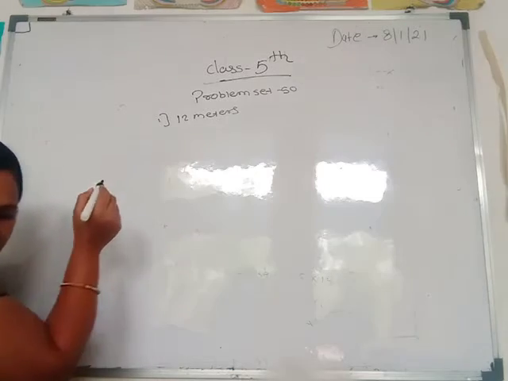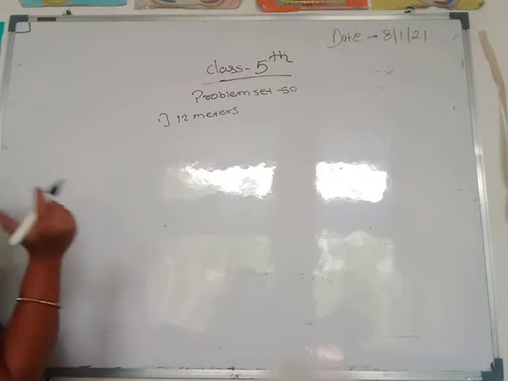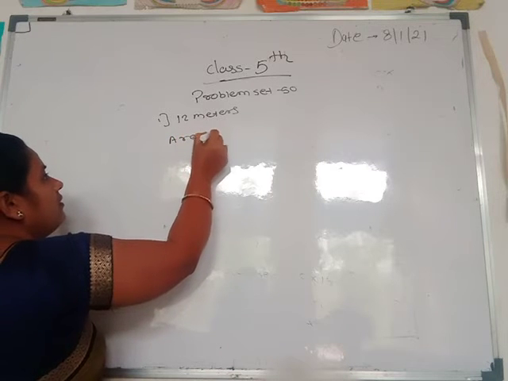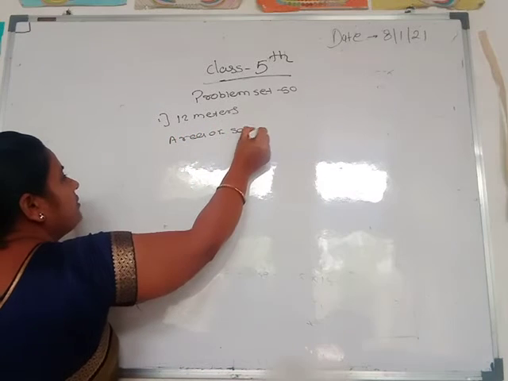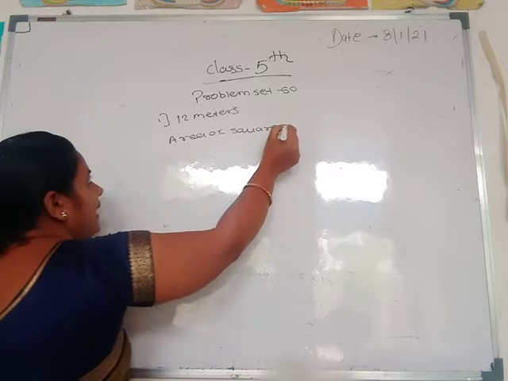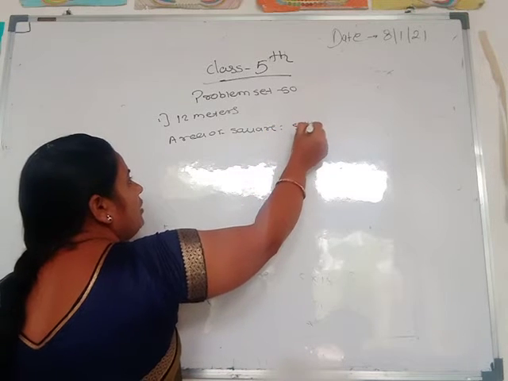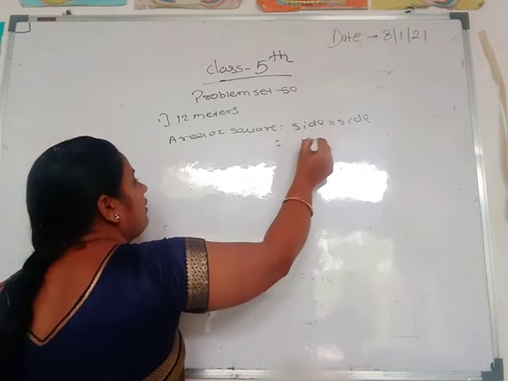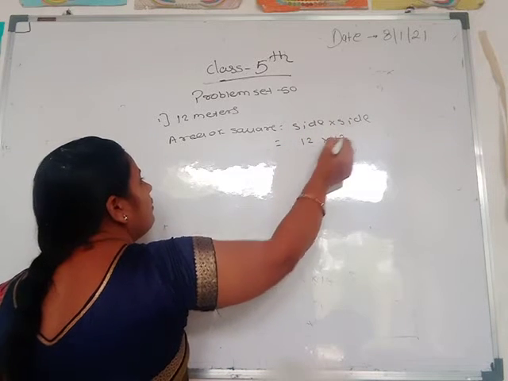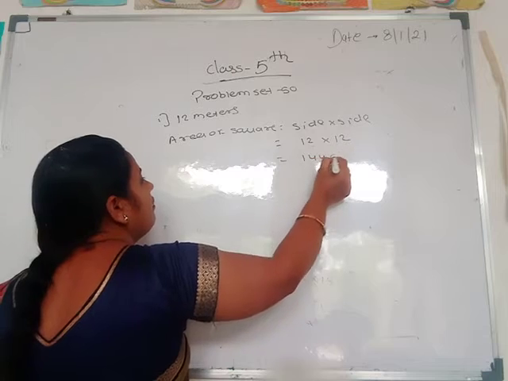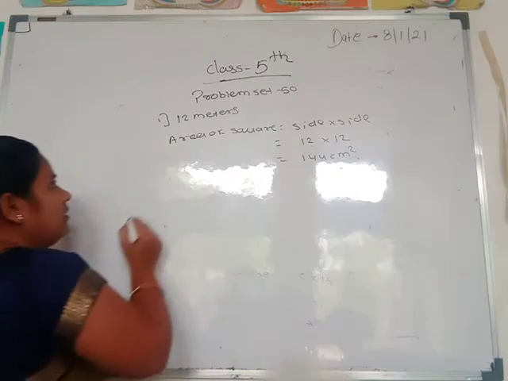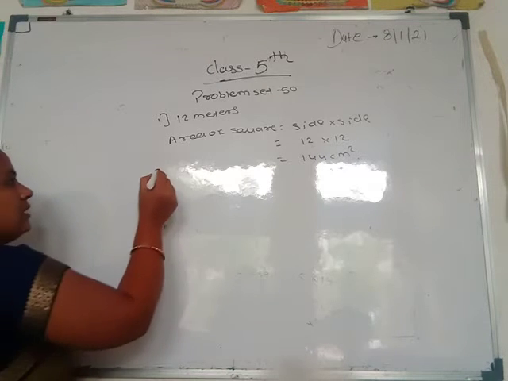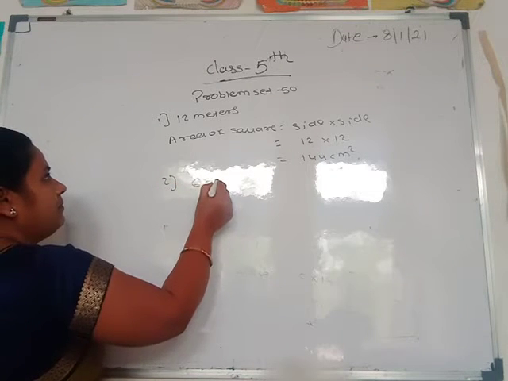Then you write here area of square. Area of square is equal to side into side. Write the formula: side into side. Then below write 12 into 12, which means 144 centimeter square. Then the second one, see this, 6 centimeter.